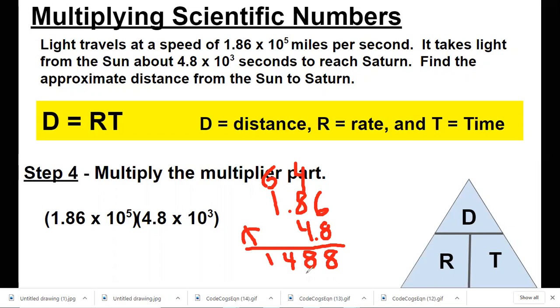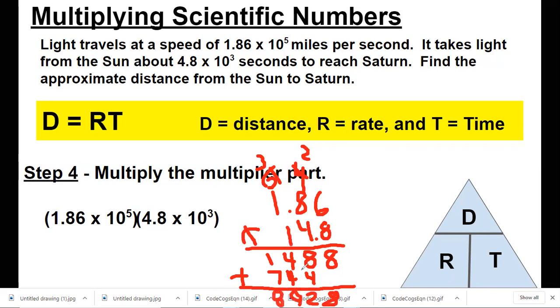4 times 6 is 24. Put down the 4, carry the 2. Cross off the other one that was there from the previous one. 4 times 8 is 32 plus 2, 34. Put down the 4, carry the 3. 4 times 1 is 4, plus 3 is 7. And then I add the two numbers together. I'm going to run out of space almost. I think I'll make it 8. 8 plus 4 is 12. Carry the 1. 7 plus 1 is 8.